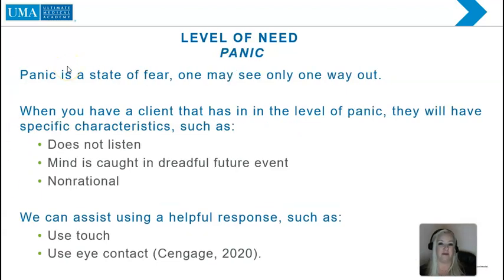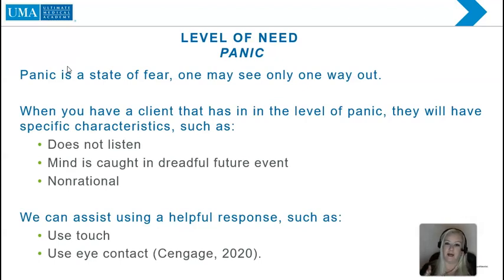Now let's look at the level of need called a panic. Let's think about it for a minute. Do you think that you've been in any of the levels that we've talked about? Let's recap. We've been through a problem. Most of us have had a problem at some point. We've been through predicaments. We've been through crisis. Now we're looking at panic.